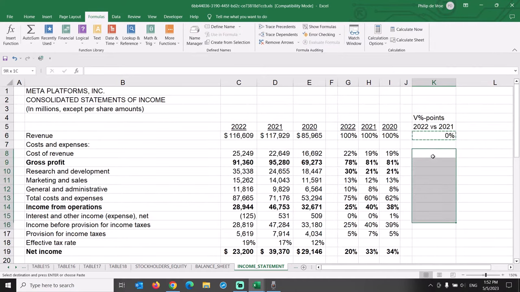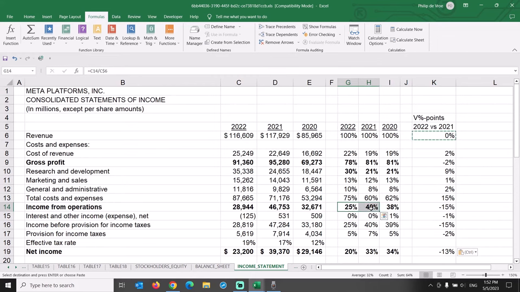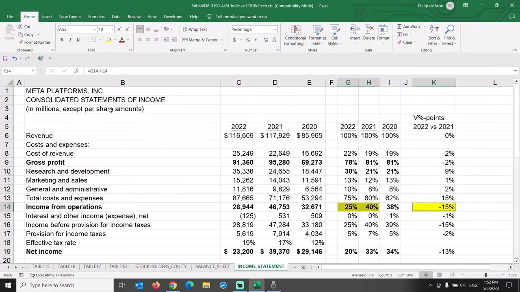Where do we start to make sense of these numbers? On the income from operations line. This used to be 40% of revenue in 2021 and dropped by 15 percentage points to 25% of revenue in 2022. It's very clear where most of that difference comes from. Research and development expense went up by 9 percentage points from 21% of revenue to 30% of revenue.